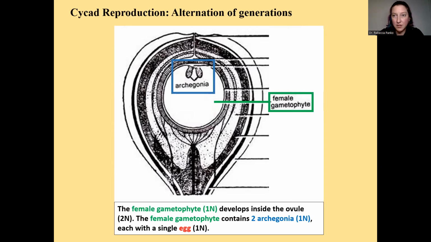Oh, and notice, just to make it clear here, look, I shouldn't use red. The ovule is 2N, right? Why? Because the ovule is part of the sporophyte plant. Just let me go back here.